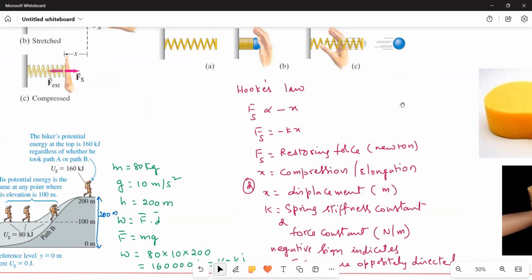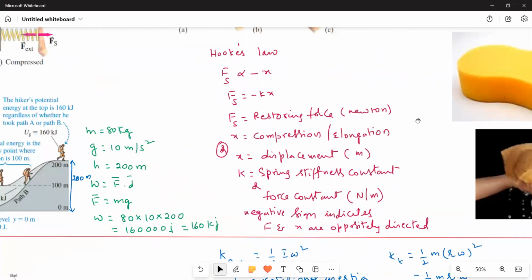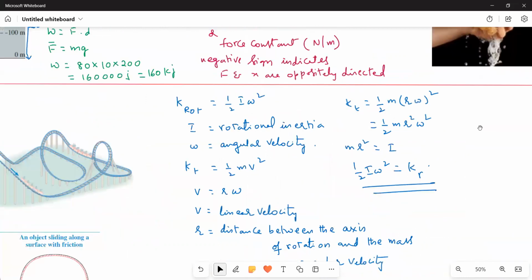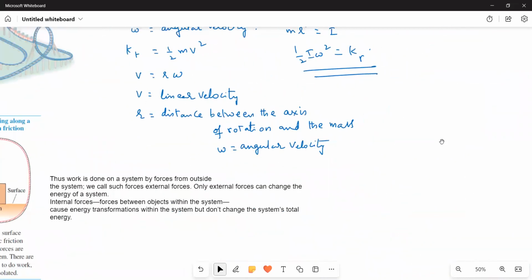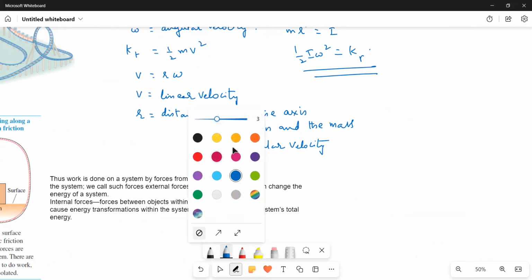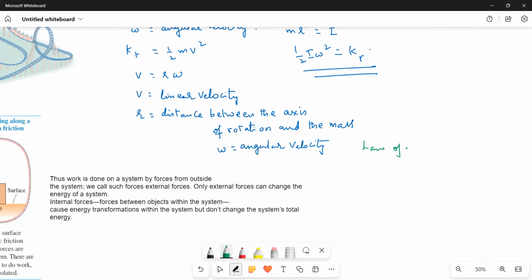Okay, and then there is one more concept called the conservation of energy. That also I already discussed so far, but again I will tell you. So, the law of conservation of energy. This is the last topic in the energy. The law of conservation of energy states that in an isolated system, the total energy of the system remains constant.